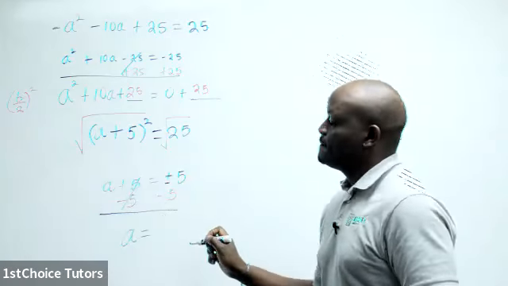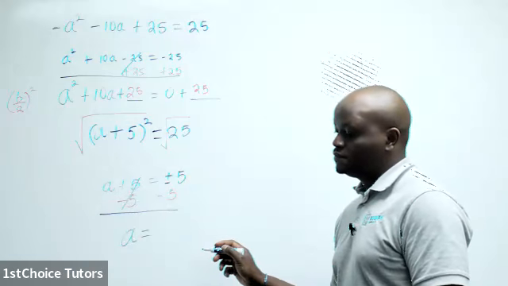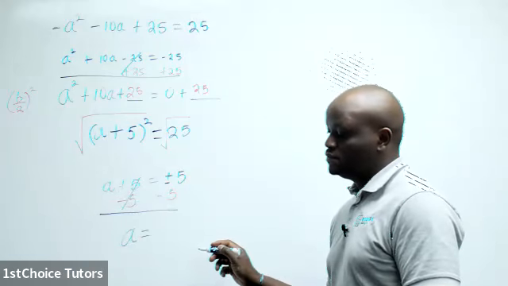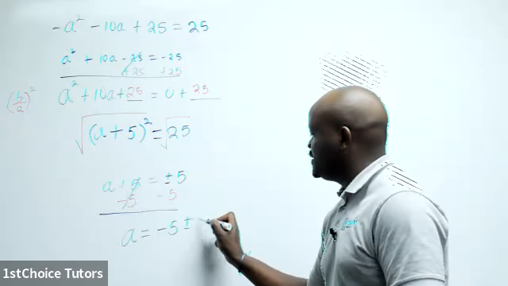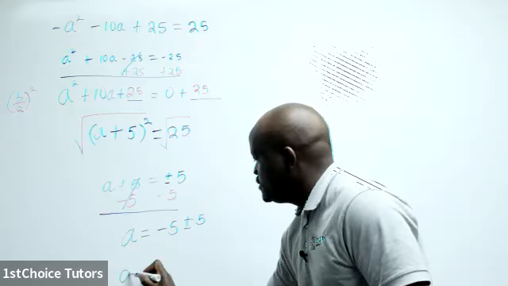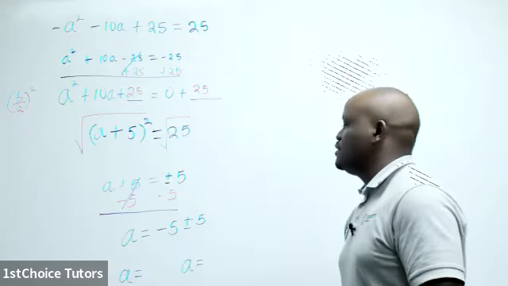A equals negative 5 plus or minus 5. Excellent. Let's finish it. Give me the first answer and give me the second answer.